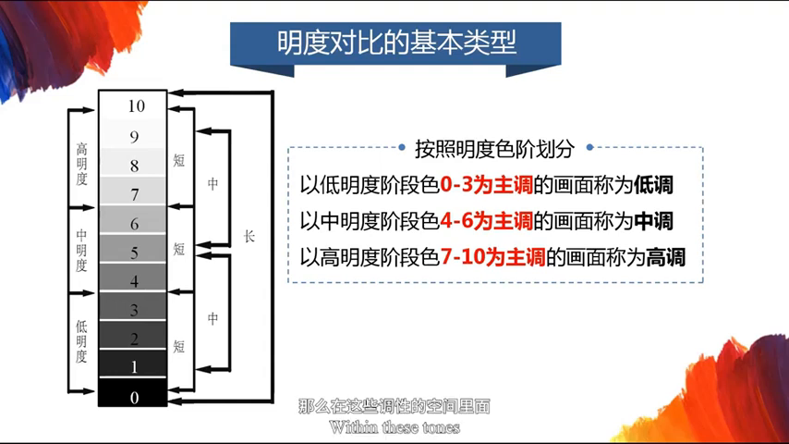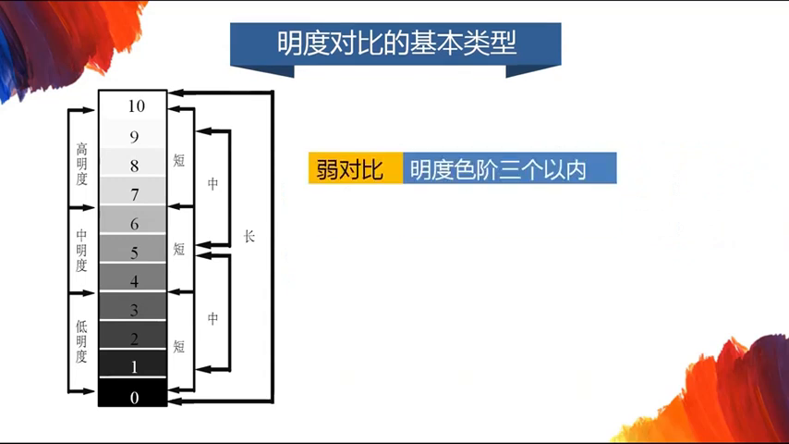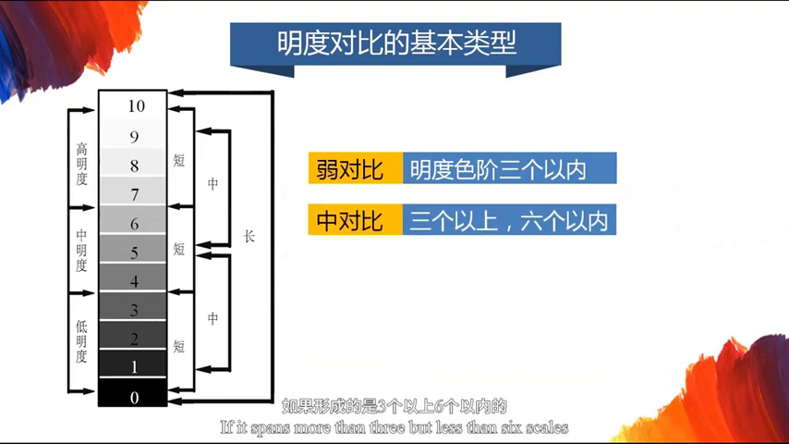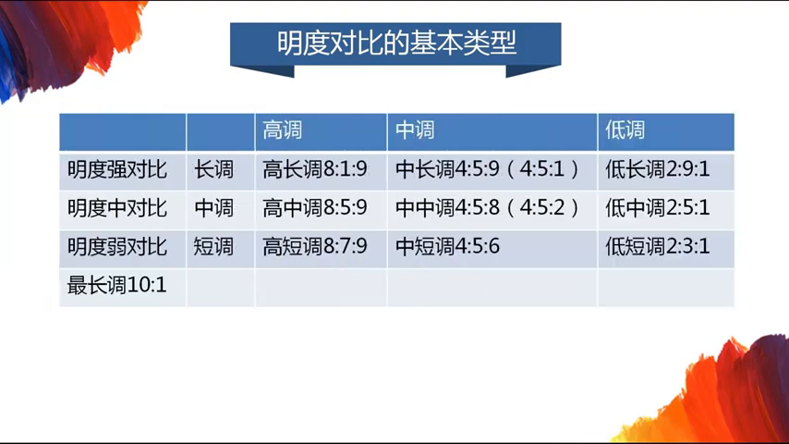Within these tones, if the main tone falls within 3 color scales, it shows weak contrast. If it spans more than 3 but less than 6 scales, it shows medium contrast. And if it surpasses 6 color scales, it shows strong contrast.